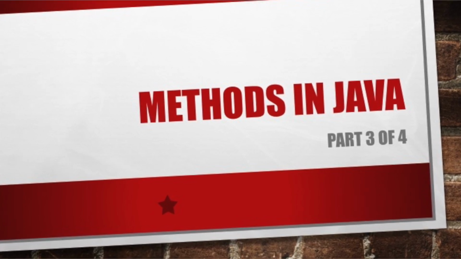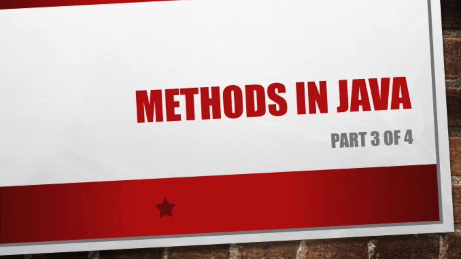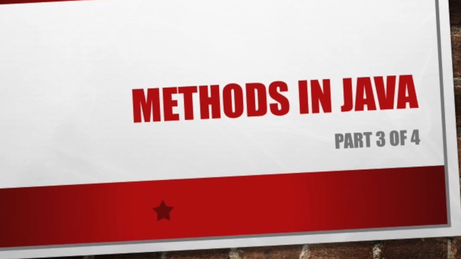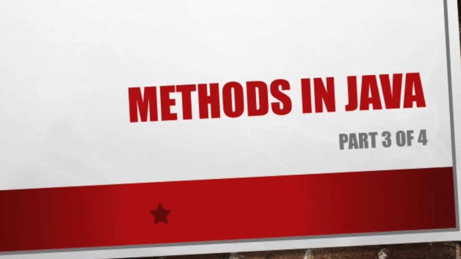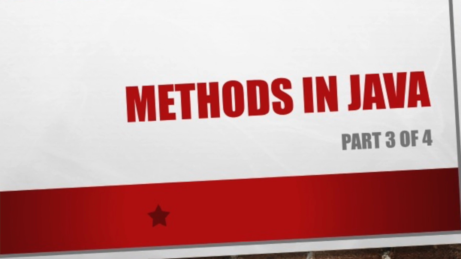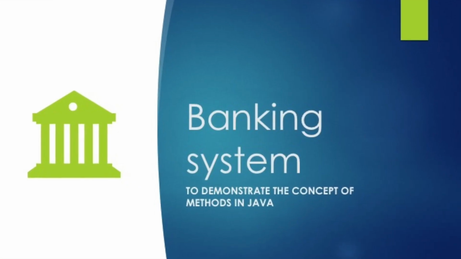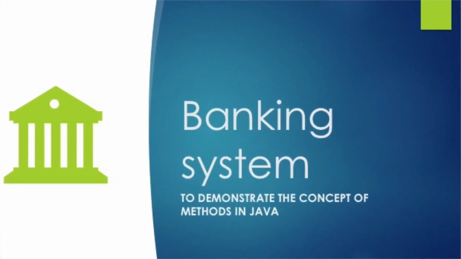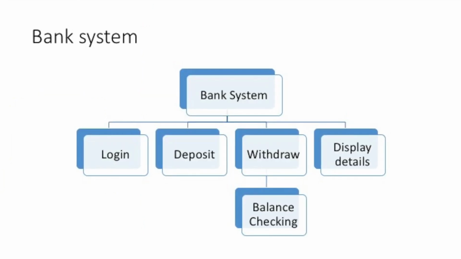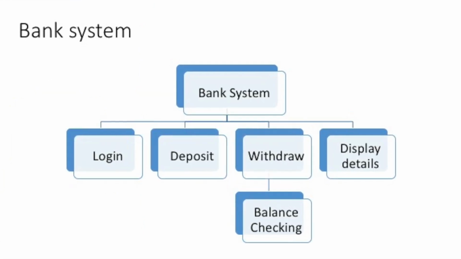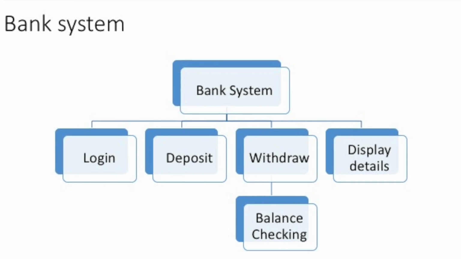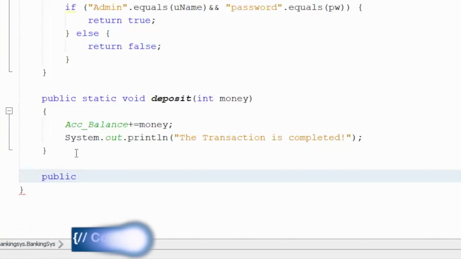Hello, this is the third part of our project, the banking system, to demonstrate the concept of functions and methods in Java. So we finished the two methods, the login method and the deposit method. Now it's time to work on the third one, which is the withdraw method, and we'll do the same here.